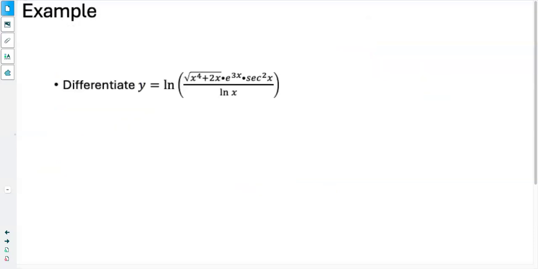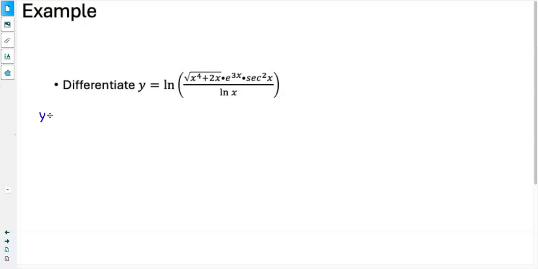Okay, next example, we want to differentiate the natural logarithm of the square root of x to the power 4 plus 2x times e to the 3x times secant squared x all over natural logarithm of x. Now, if this looks very complicated to take our derivative of right away, however, what we can do is use our log laws to break this up.